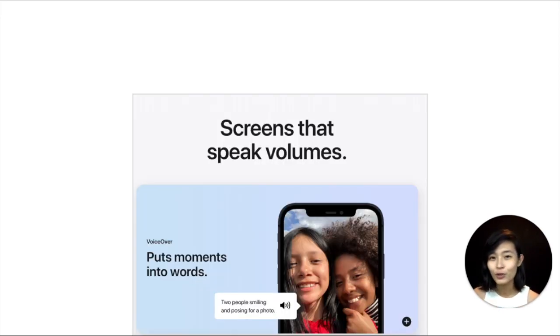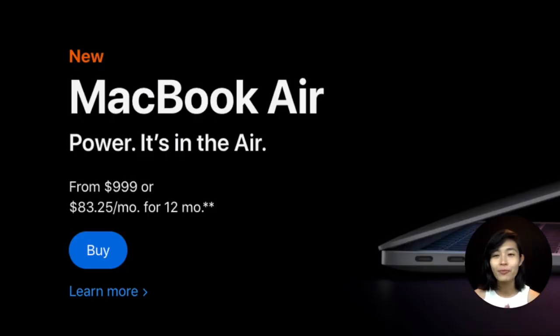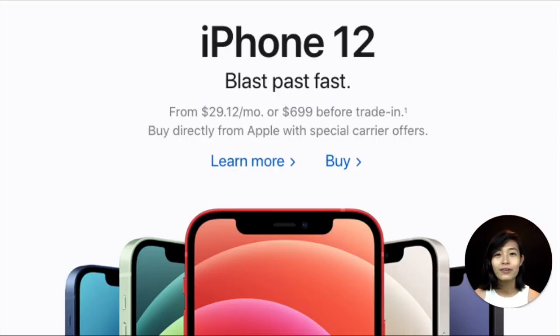And this as well, screens that speak volumes. So technically, screens do not speak. But in this case, again, it's a play on words. And then we have power, full stop, it's in the air. Again, very good use of very clever play on words. And then finally, things that rhyme: blast, past, fast.